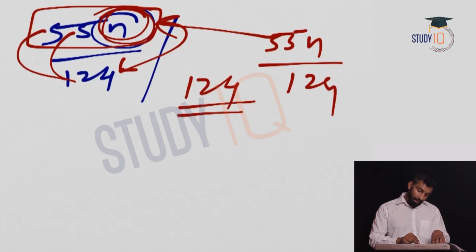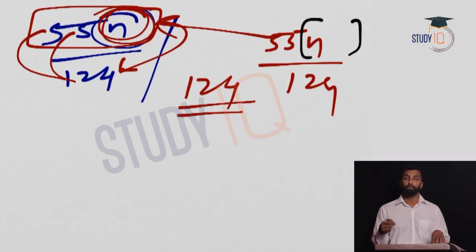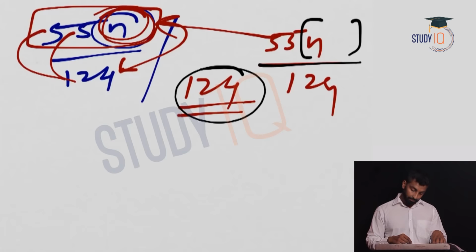So n can be anything. n can be 124, 248, etc. n can be any multiple of 124. It will be completely divisible by 124 and leave no remainder. But what is asked is the minimum integral value of n, right? That is nothing but 124 itself, right?